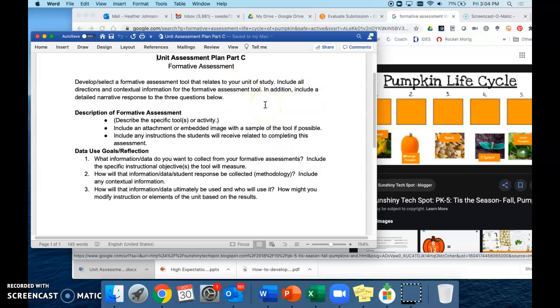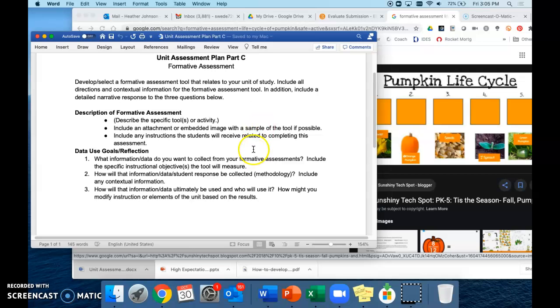This is the formative assessment. And what we've been learning is that formative assessment is not necessarily for a grade. Very often the formative assessment is guiding your instruction in the middle of the unit, helping you to know what do the students know? Are there any confusions? And so I looked up your lesson plan, and I remember you're doing the pumpkin life cycle. I hope I'm right. So you have to think of what would be a formative assessment tool that relates to your pumpkin life cycle unit.